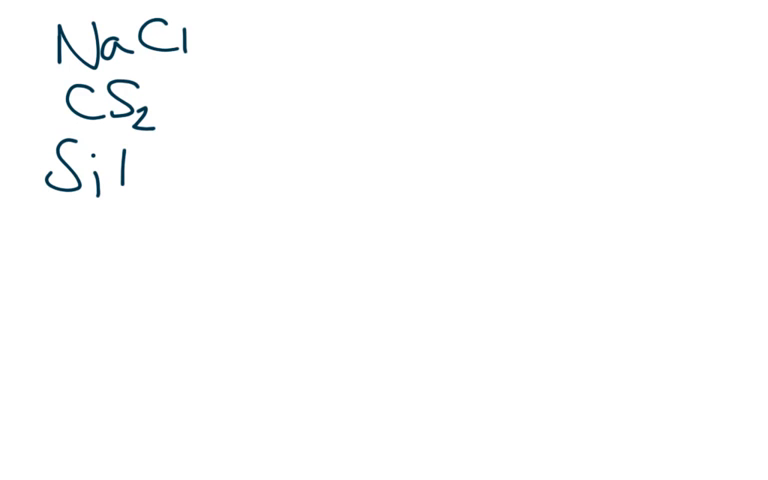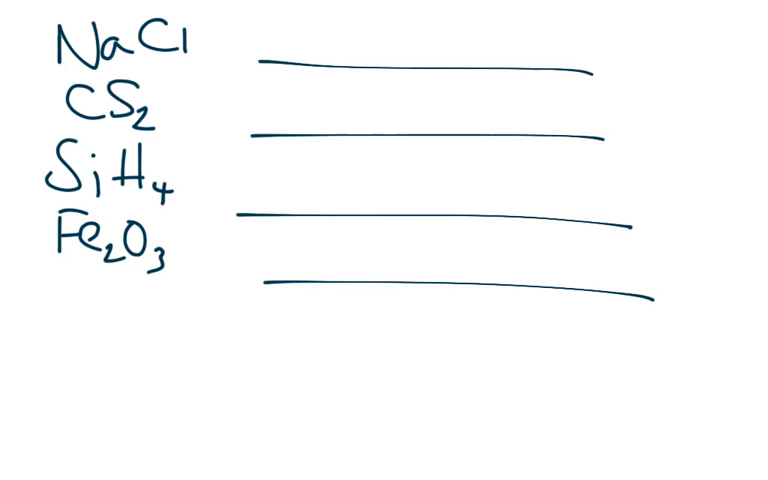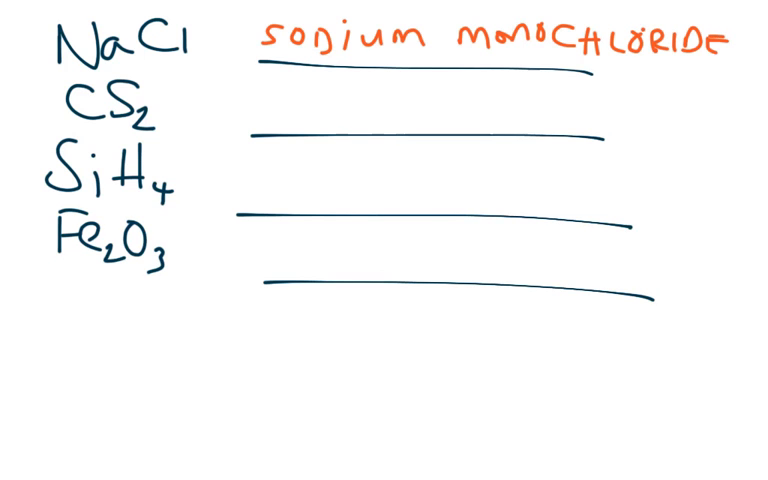The third thing is where it gets tricky. You are going to be given just lists. I mentioned this in the last video. Let's say I gave you NaCl, CS2, SiH4, Fe2O3. I'm just going to give you blanks and say name them. What that means is you have to think, okay, wait a second, is this one sodium chloride? That would be following ionic rules. Or is it sodium monochloride? That would be following covalent rules.